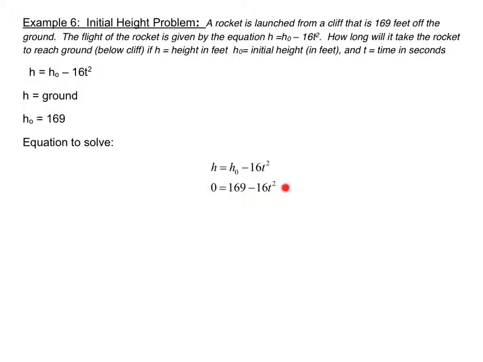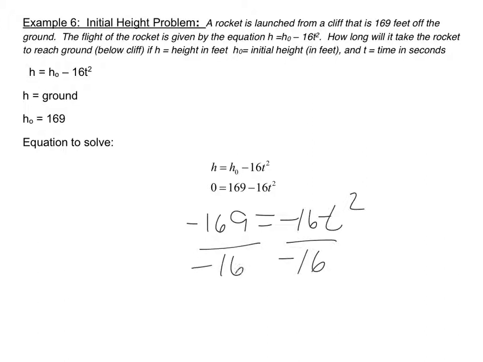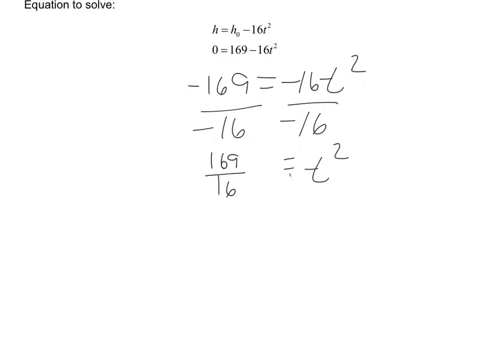So we basically need to solve this. So I'm going to subtract the 169 over, divide by negative 16, and since we're not done yet, I'm just going to leave it as the fraction. Square root. We're looking for time, so I can't have a negative, so I don't have to worry about the plus or minus. If we square root that, you get 3.25 seconds.